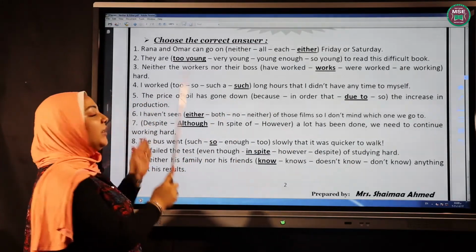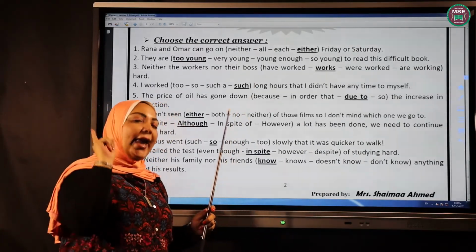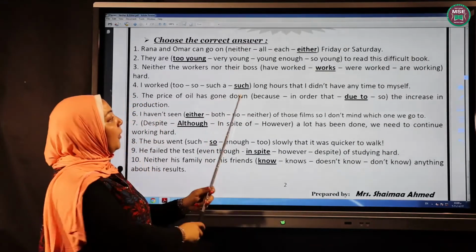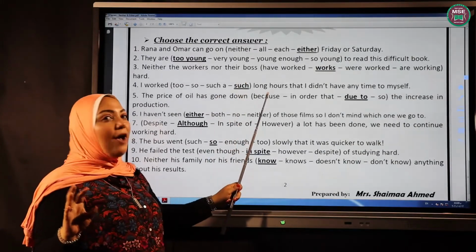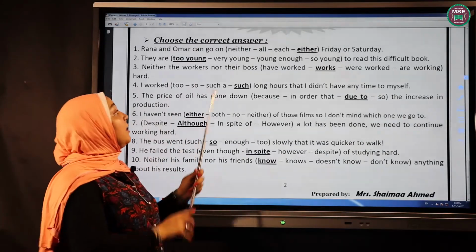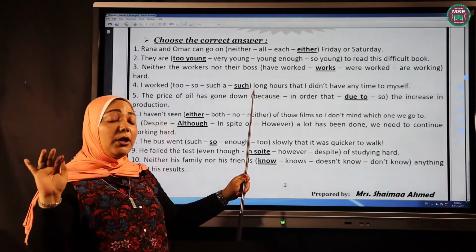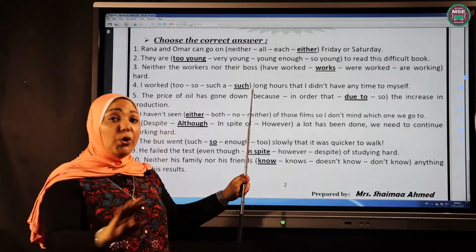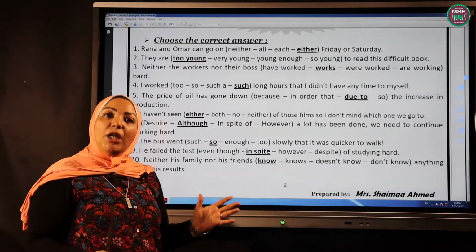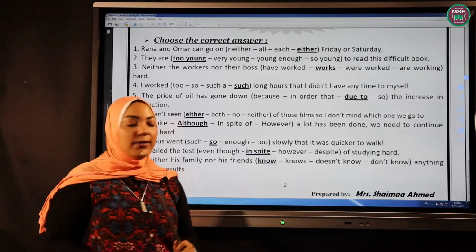So now we are choosing between so and such. Look at the adjective. We said that so is followed by an adjective only, but such is followed by an adjective and then a noun. Here, long is the adjective, and here you have hours, which is a noun. So we will cancel so. Then such a or such only. We said that if this noun is singular and countable, you can use a or an. If it's plural or uncountable, there is no need for the article. So here you have hours, which is plural. There is no need for the article. So I worked such long hours.